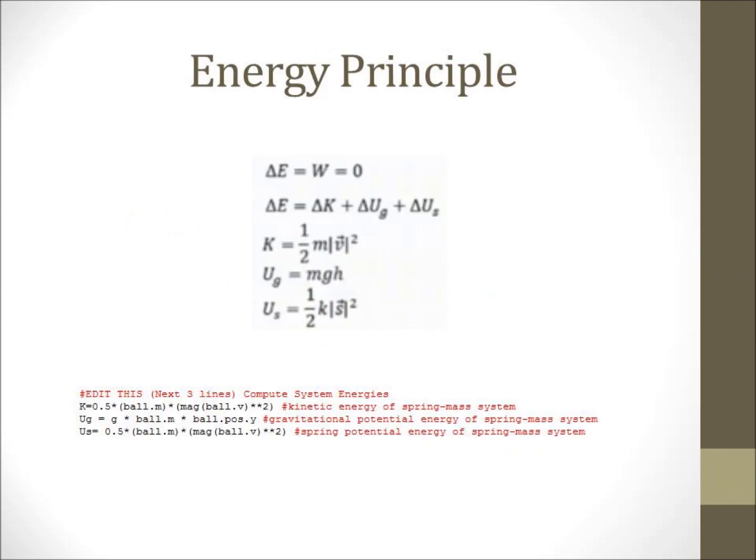The energy principle was then further used to calculate energy changes. We know that delta E, or the change in energy, is equal to 0, and therefore delta E, which is also the kinetic energy plus the gravitational potential energy plus the spring potential energy, is equal to 0. The kinetic energy is 1/2 mv squared. The gravitational potential energy is the mass times gravity times the change in height, and the potential of the spring is 1/2 the spring constant times the stretch squared.